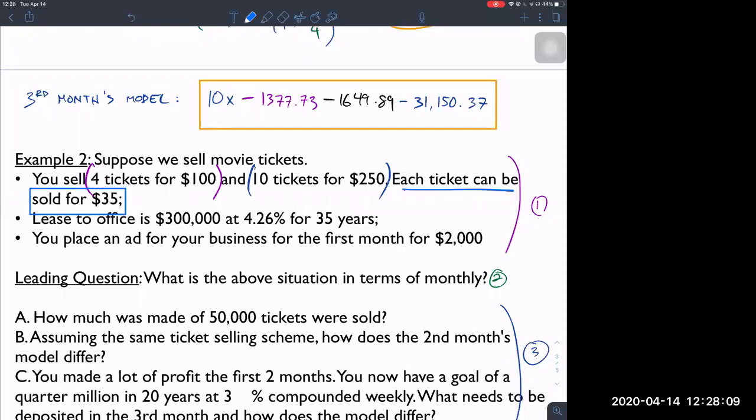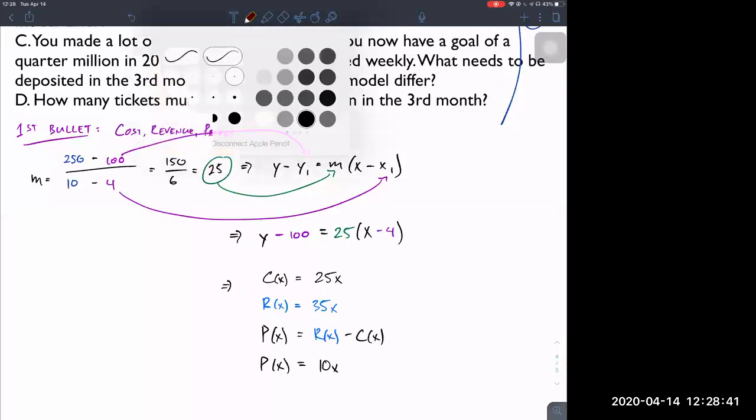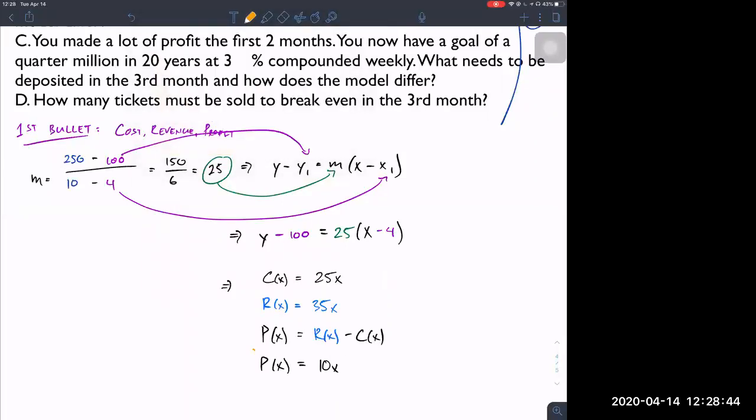Each ticket can be sold for $35. So that's this 35x right here. And the profit function is always what? It's always the revenue function, let me color code that, minus the cost function. So in this case, the profit function will be 10x. And this is the piece that's going to be used in our model.